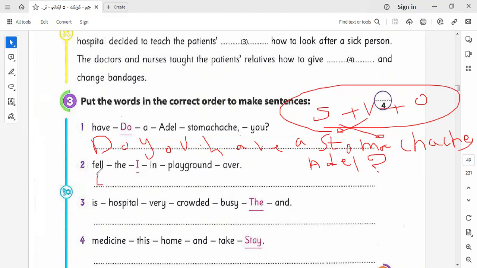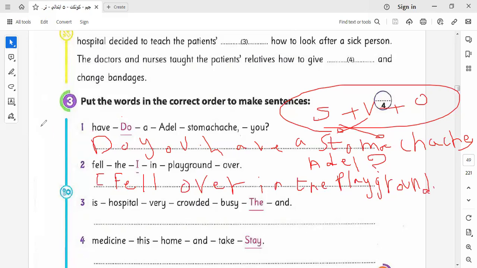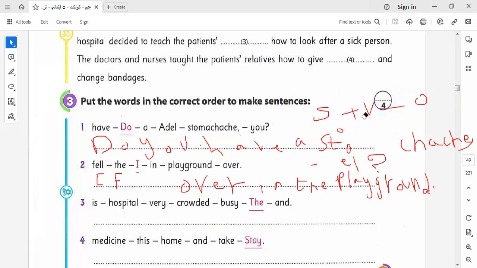Let's go to another one here. I feel over in the playground. So I write the subject, then the verb, then the object. So I answer two sentences and I will leave the rest to do by yourself as homework. Okay, let's go to another one here.